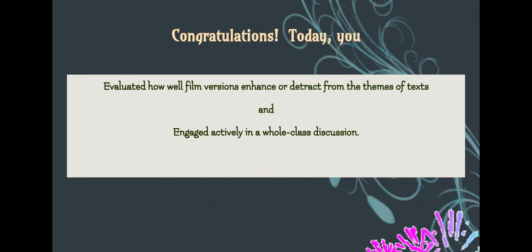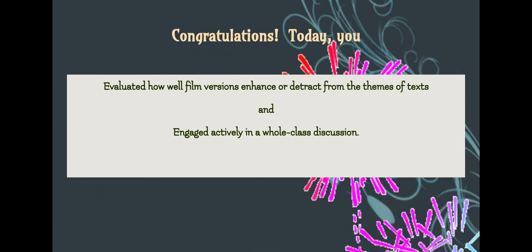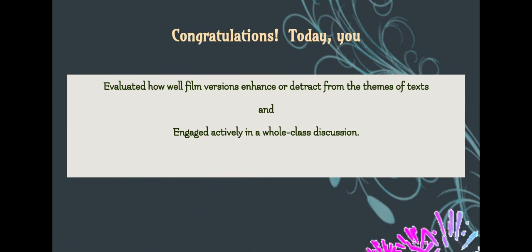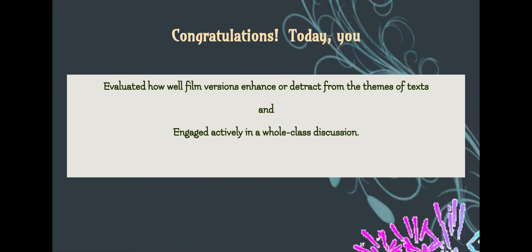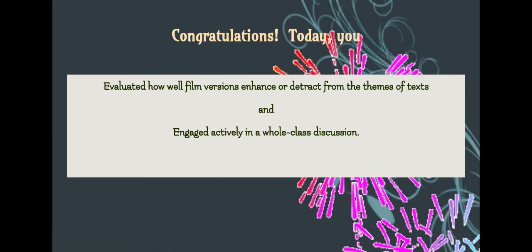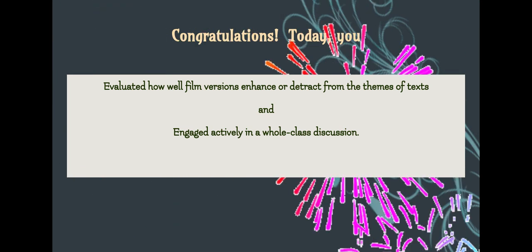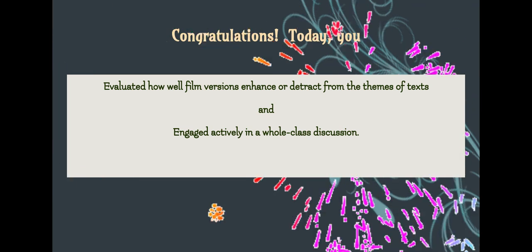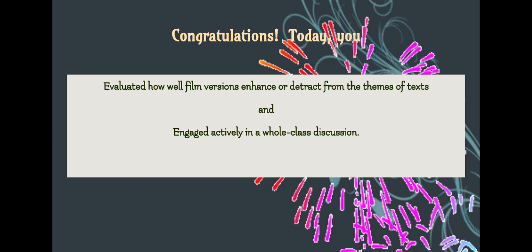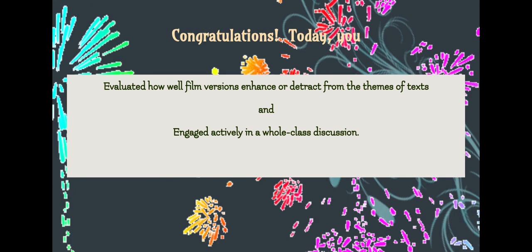Congratulations! You have completed Section 5, Lesson 5 of the Romeo and Juliet unit, and as a result, you have completed the Romeo and Juliet unit. In this lesson, you evaluated how well film versions enhance or detract from themes of text, and you engaged actively in a whole class discussion.